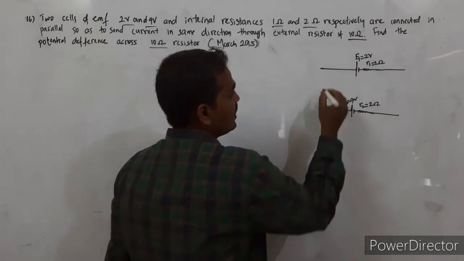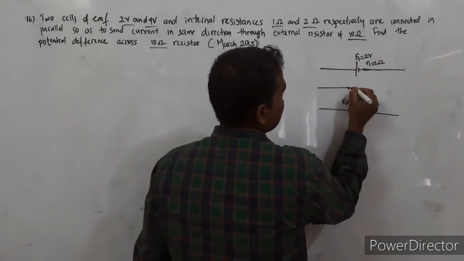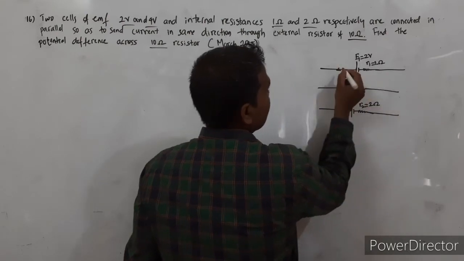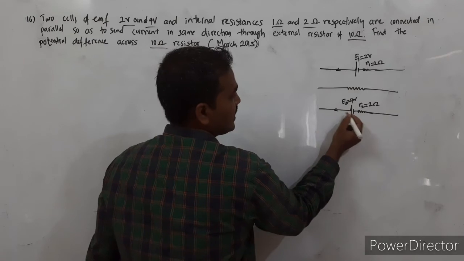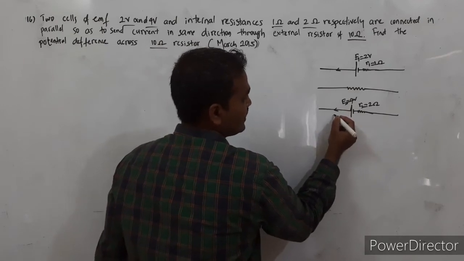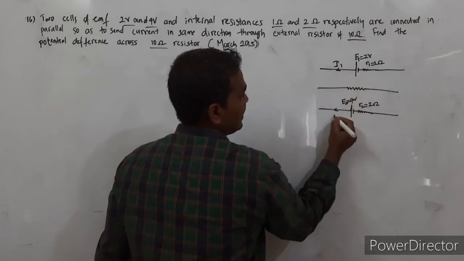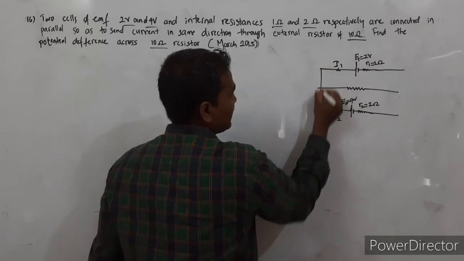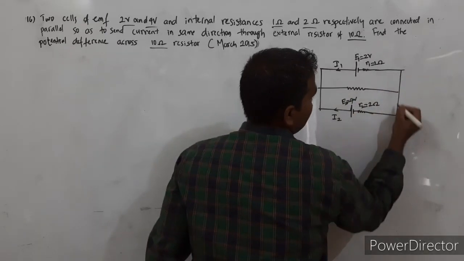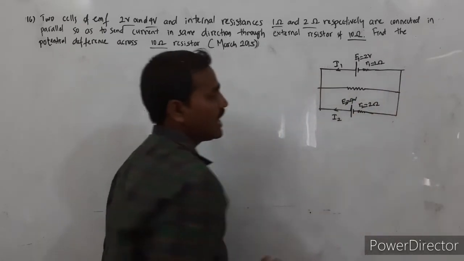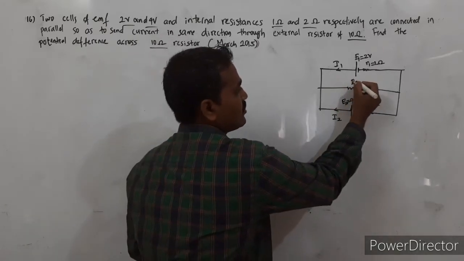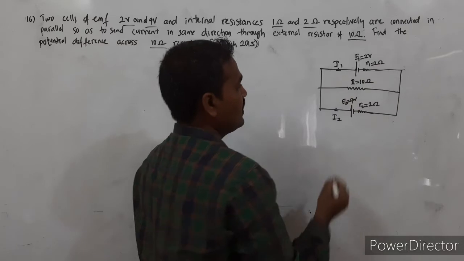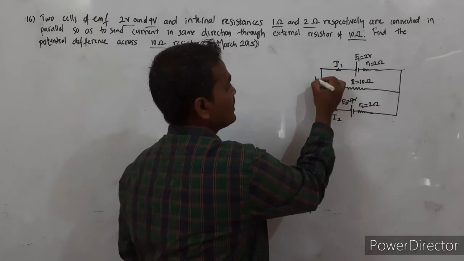10 ohm. Let us have that external resistor in between here, so that the current sent by the first cell E1 is in this direction, and the current sent by the cell E2 is in this direction. Let this be I1, let this be I2, and if I connect them like this, they will be in a parallel combination with each other, and also they are able to send current through the external resistor. R is equal to what? 10 ohm here. So here the current enters here.